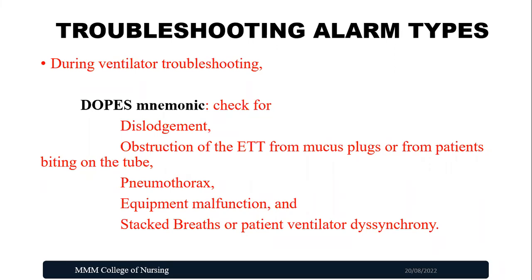During ventilator troubleshooting, we always remember the mnemonic DOPES, which means check for dislodgement, obstruction of the endotracheal tube from mucus plugs or from the patient biting on the tube, pneumothorax, equipment malfunction, and stacked breaths or patient ventilator dyssynchrony. In this video, we'll discuss beyond DOPES so we can gain an understanding of the different alarm types and the etiologies triggering the alarms. While different ventilators use different displays or alarm configurations, the concepts below hold true regardless of model.